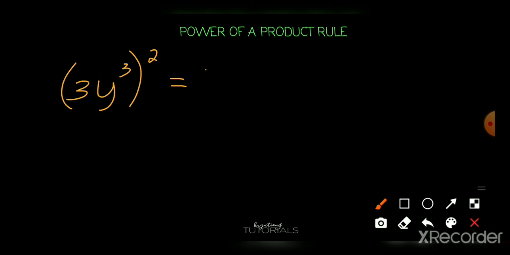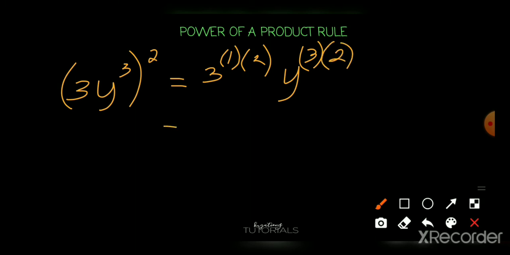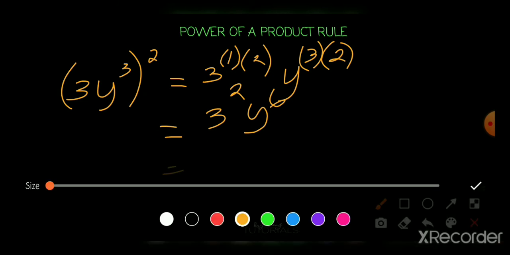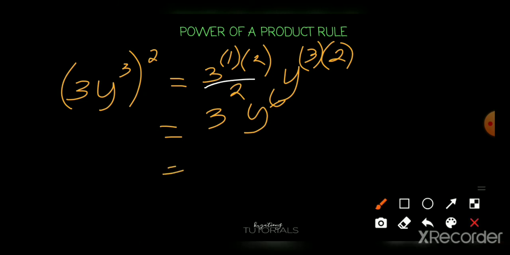So naay 1 diha. So there is 3 to the power of 1 times 2, di ba? Unya y raised to the power of 3 times 2. So this is 3 to the power of 2, y to the power of 6. So atong solbon si kining 3 to the power of 2. Kini si 3 to the power of 2, this is 9, di ba? So this is 9, then y to the power of 6.